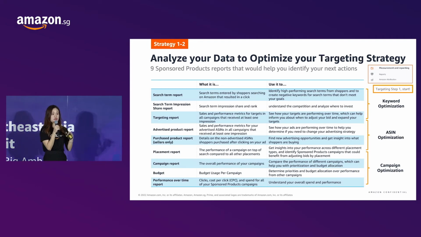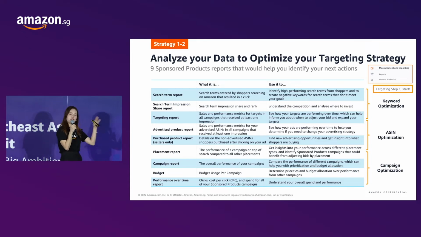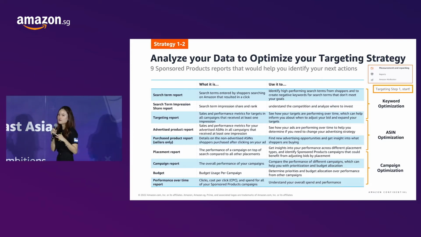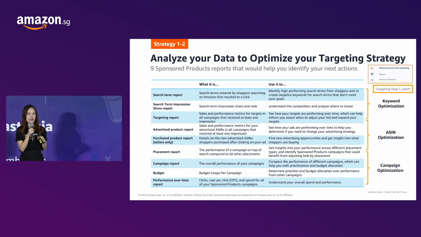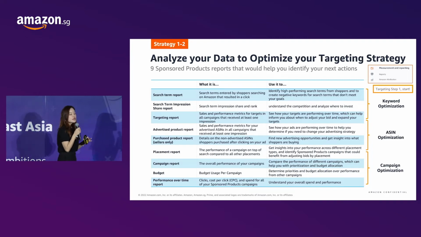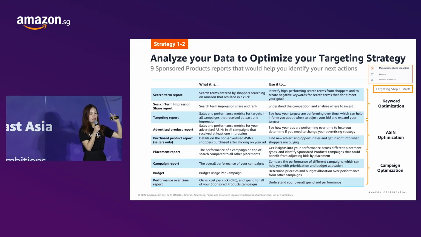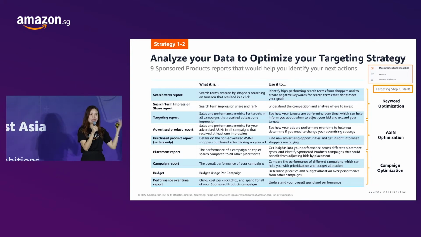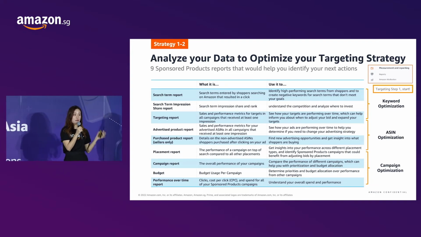All right, so I think I gave you a little bit of the data: we have 9 different sponsored products reports that you can analyze after setting up the automatic targeting. But a lot of sellers have not downloaded any of them, and you might be a little busy on where to look and what to focus on. So we divided these 9 reports into 3 different groups: keywords optimization, ASIN optimization, and campaign optimization.